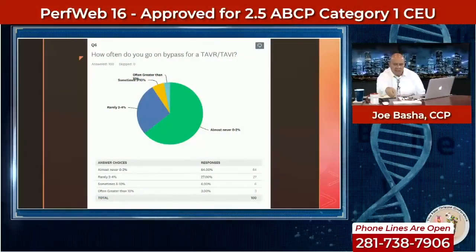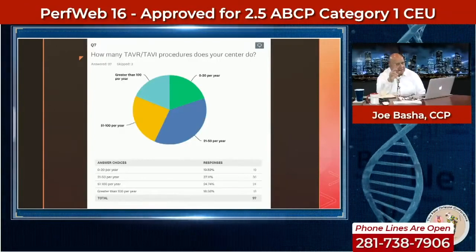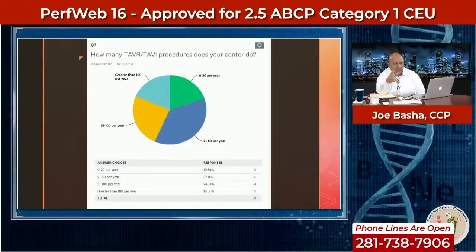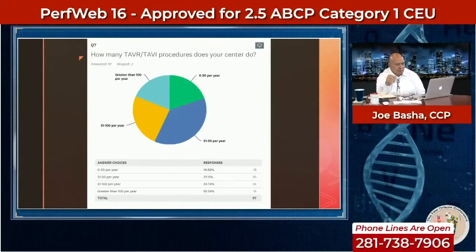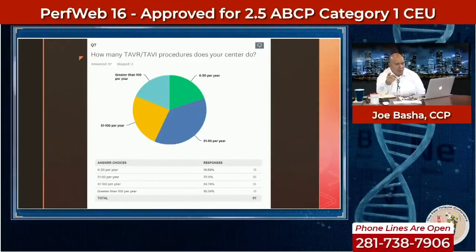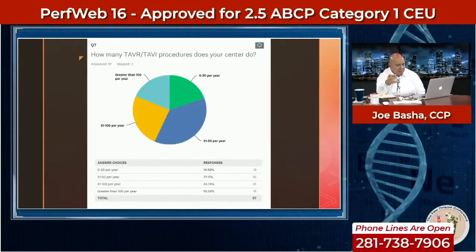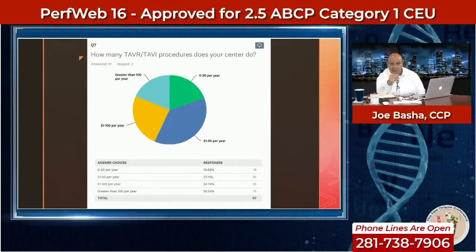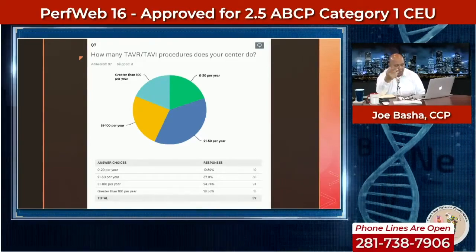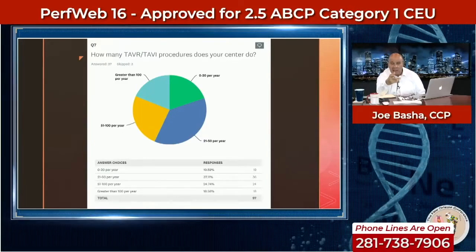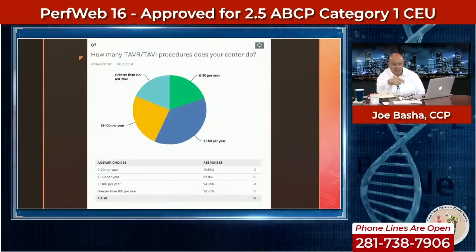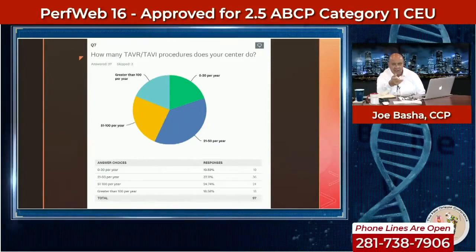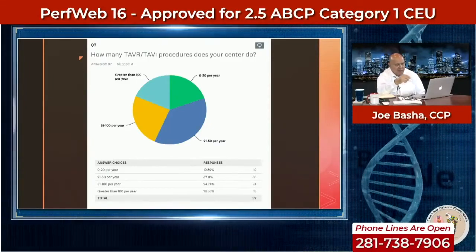That's good. Okay, that's a really good point. Okay, so let's go back to my slides again, please. So this next slide asks, how many TAVR procedures does your center do? 0 to 20 per year was 20%. 21 to 50 was 37%. 51 to 100 was 24.5% or 24.7%, and greater than 100 was 18.56%. Again, only 97 people responded, so 3 centers didn't respond to this particular survey.